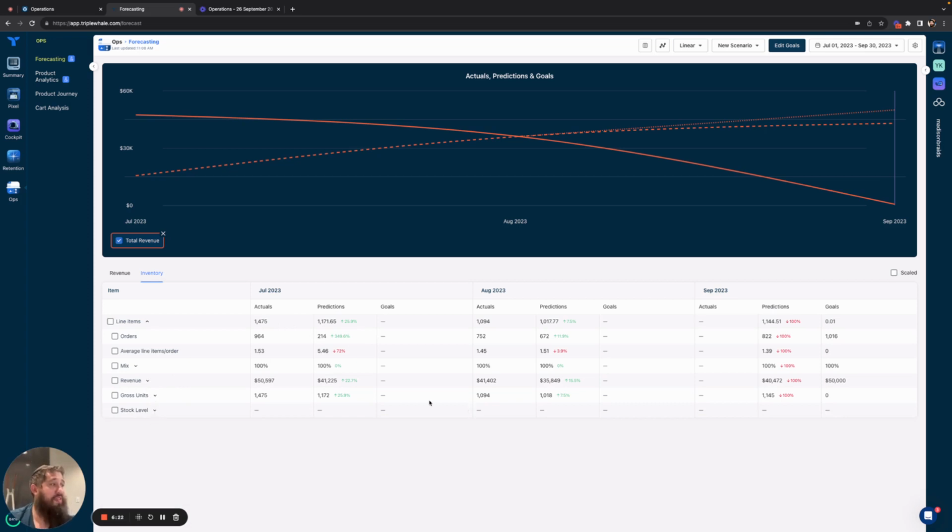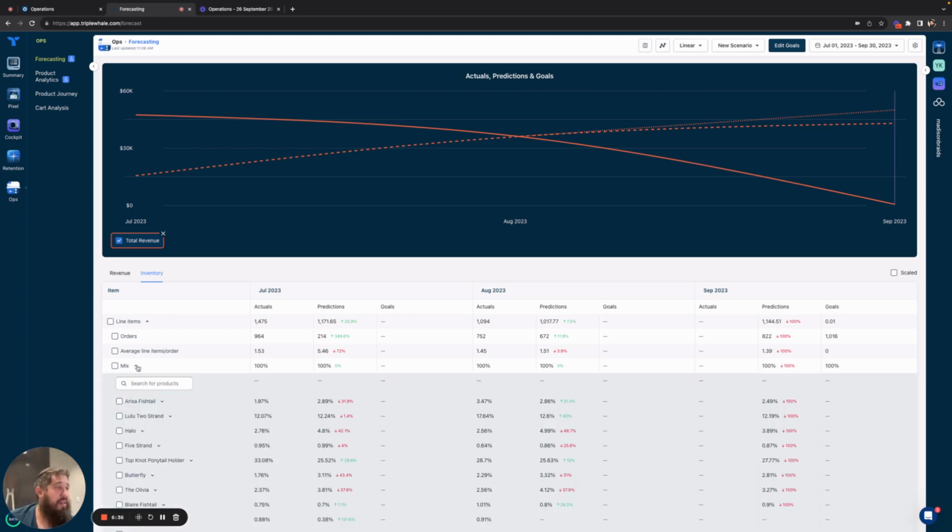Just to explain briefly how the math works, or how the process works, for having goals for your inventory: essentially what we do is we take your goal that you've given us for top line revenue and we multiply it by the mix that we're predicting for that month. And we do predict a distinct mix for every month because tastes change, seasons change, the size and shape of your catalog changes.